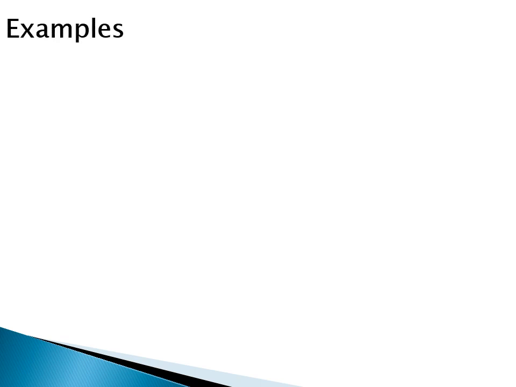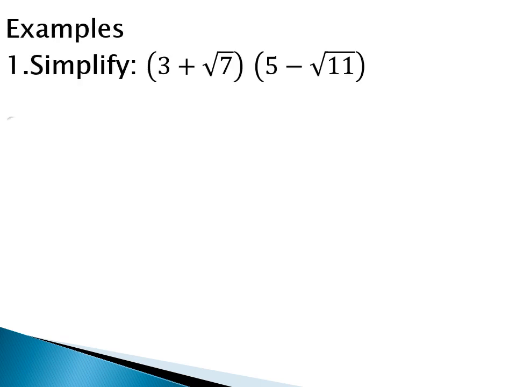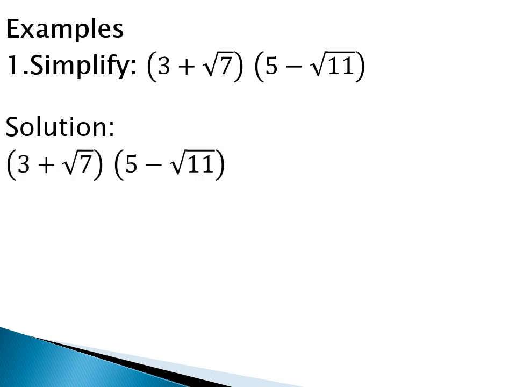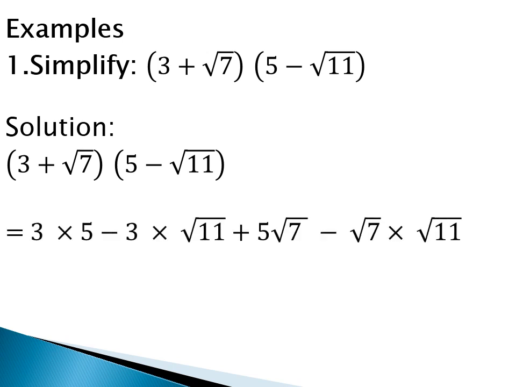Now we can solve some examples. The first question is simplify (3 + root 7)(5 − root 11). First we have to take down the question, then expand each bracket. 3 into 5 is 15. Then 3 into minus root 11, minus 3 root 11.